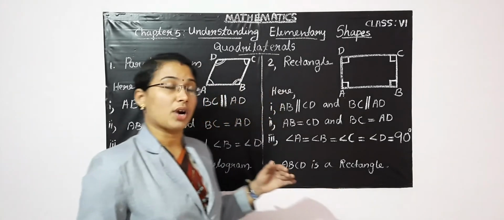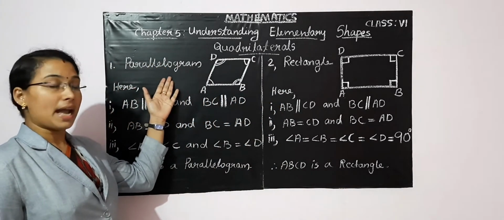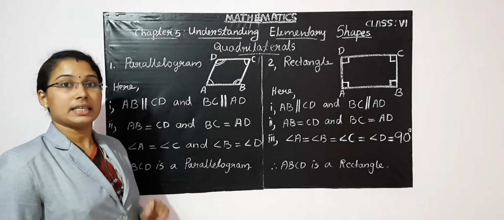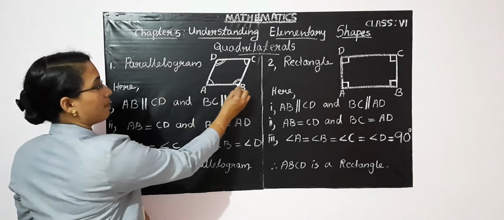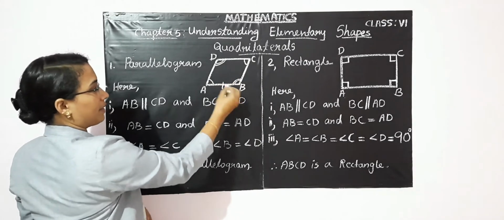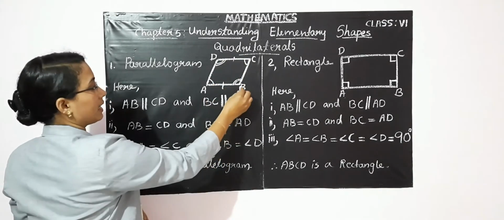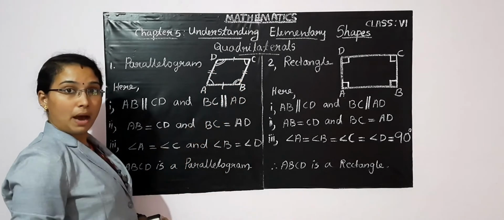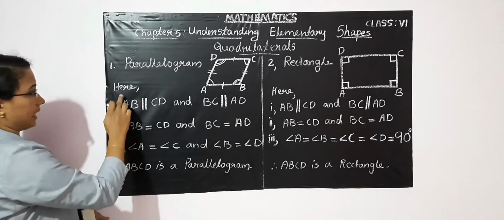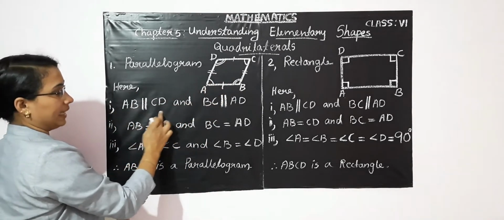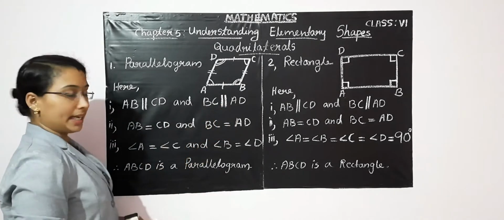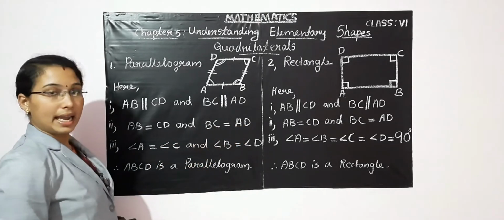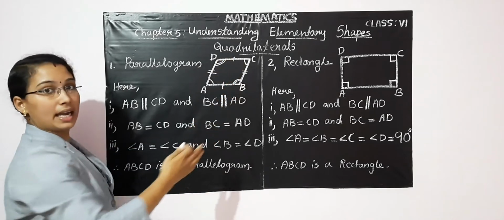Here you can see the first quadrilateral, that is the parallelogram. A parallelogram is a quadrilateral in which the opposite sides are parallel and equal. Opposite sides means AB is parallel to CD and BC is parallel to AD. So the opposite sides are parallel and also equal. Then the second condition, AB equal to CD and BC equal to AD. That means opposite sides are parallel and equal.